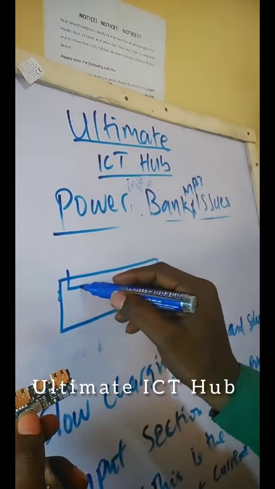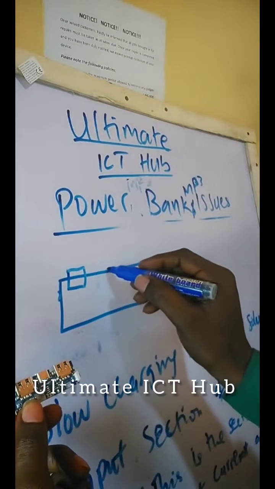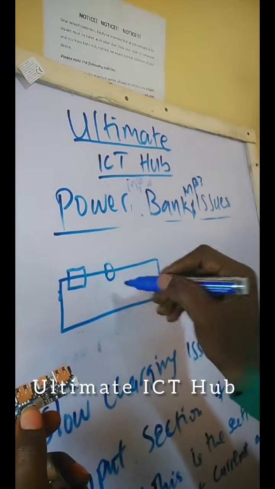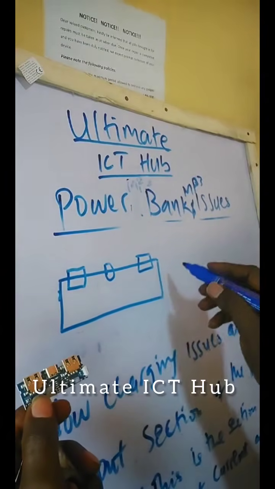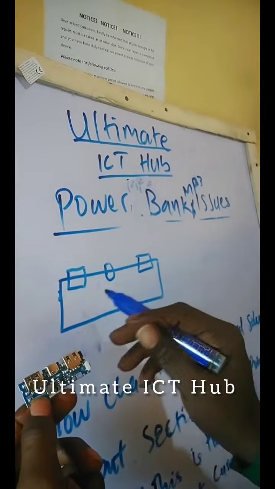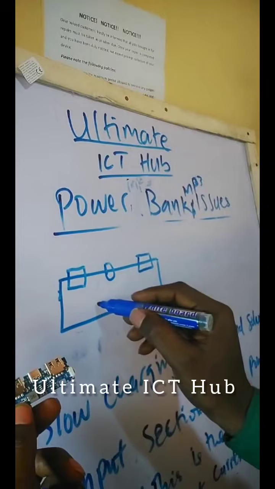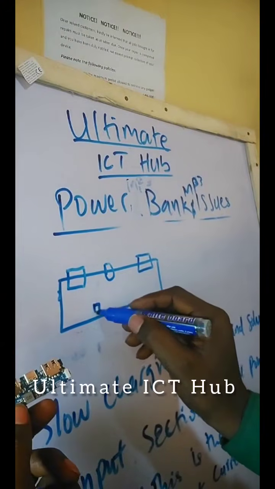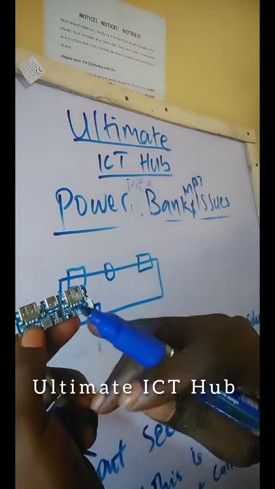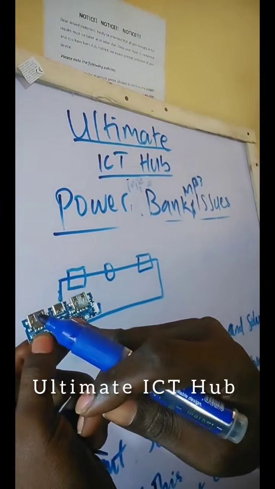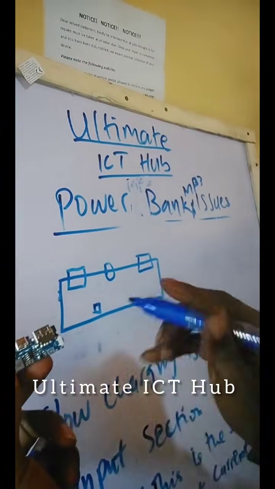Then we have the USB here, right? Then we have the charging port here. We have the resistor here. This is a 1K resistor. This is the power IC. That's the power IC. Then we have the MOSFET IC.